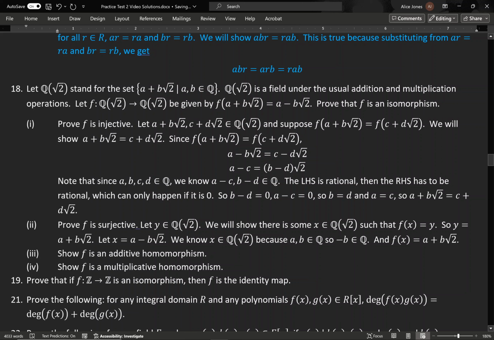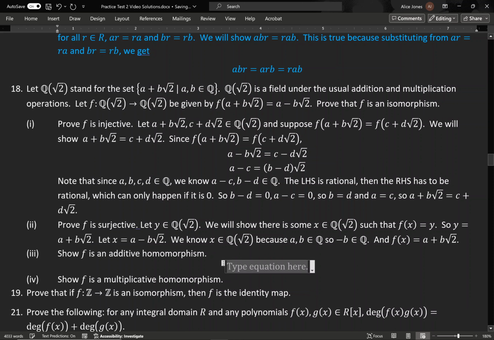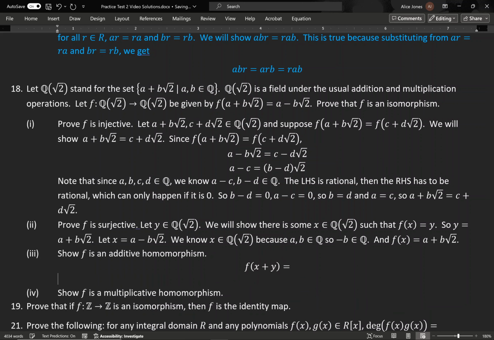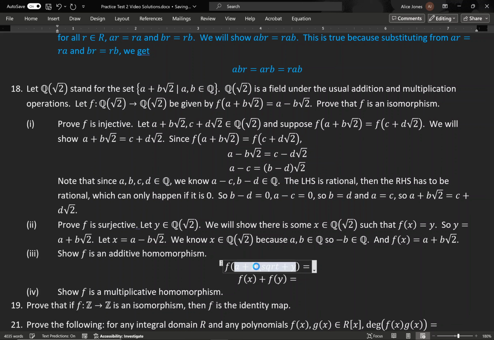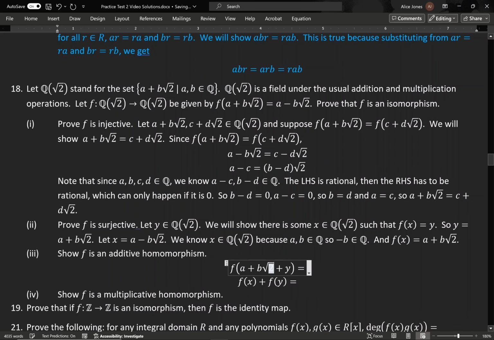Okay. Now to show that f is an additive homomorphism. So we're just going to plug in, we're going to add two elements together. So like x plus y, and we're going to compare that to f of x plus f of y. But I think here I'm already doing it the wrong way because I don't want to do single elements x and y. I want to write them in that expanded form where it's like a plus b square root of 2. Let me actually go ahead and do that.